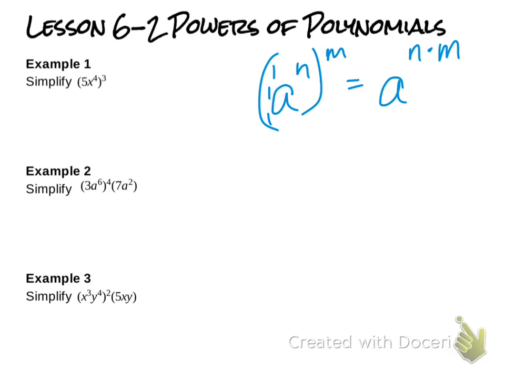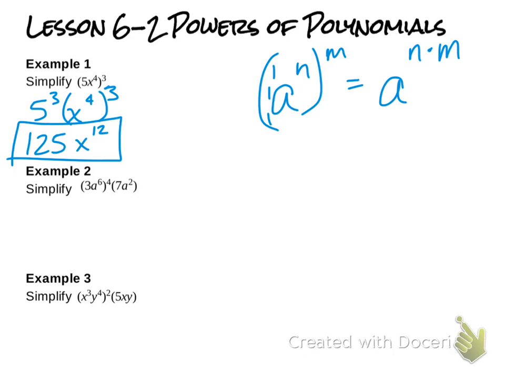All right, so let's look at this first example here. We have 5x to the fourth raised to the third power. So this is like 5 to the third, x to the fourth to the third, all of that together. So we have 5 to the third, which is 125. Then we have x, and we multiply those two exponents together, we get x to the 12th. That's the simplified form. Again, very carefully, you need to make sure that 5 is raised to the third power. That gets really confusing.